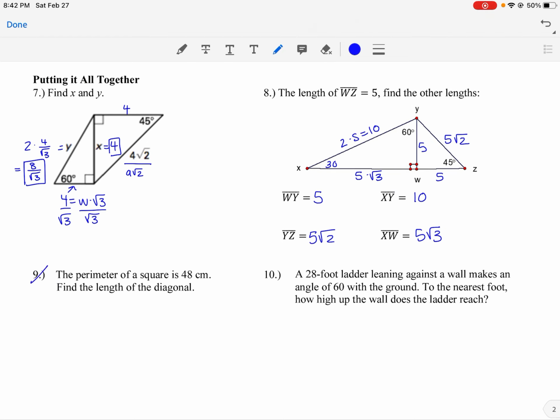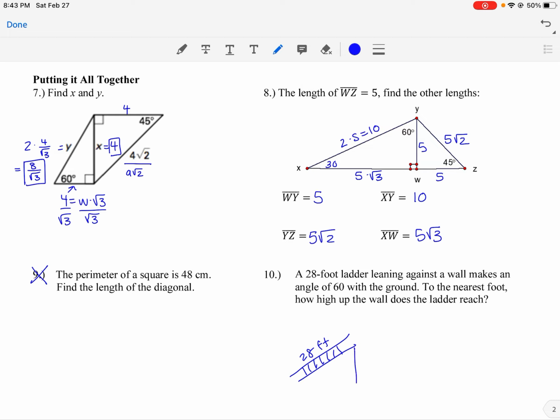Okay, just based on the time we had in class, we skipped 9, so I'll go ahead and skip it here in these notes. But we did do 10. So we got a 28-foot ladder leaning against a wall that makes a 60-degree angle with the ground. So we got this ladder, and it's 28 feet. And with the ground, it makes 60 degrees. And you can kind of imagine there would be like a right angle there. And here we want to look at how high up the wall the ladder reaches, right?